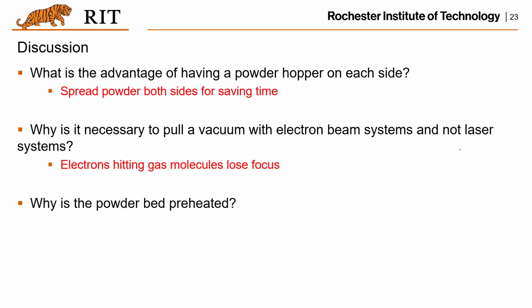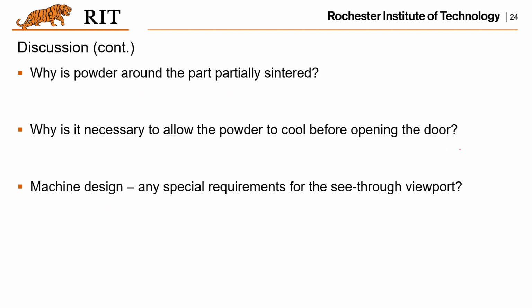And another question is about why the powder bed is preheated. That is for reducing the thermal distortion or thermal stress in the material by heating up the powder bed. Another very interesting question is why the powder around the part is partially sintered. Because the sintered powder will conduct electricity better compared to the loose powder. So that's why the powder around the part will be sintered.